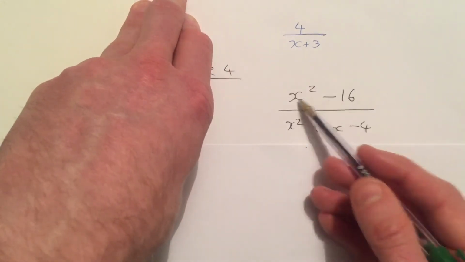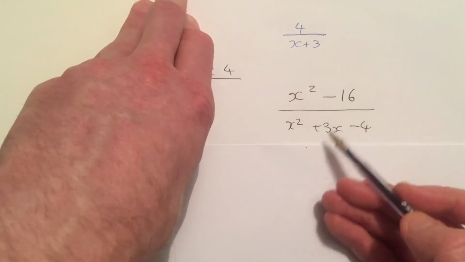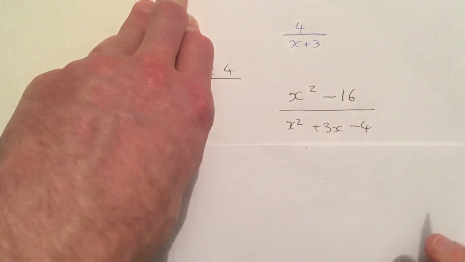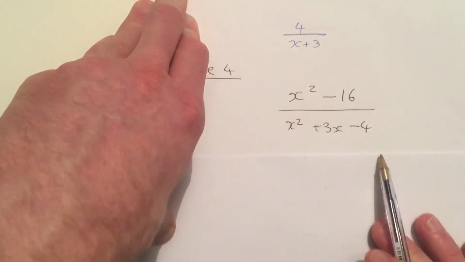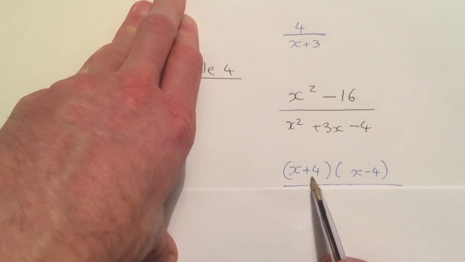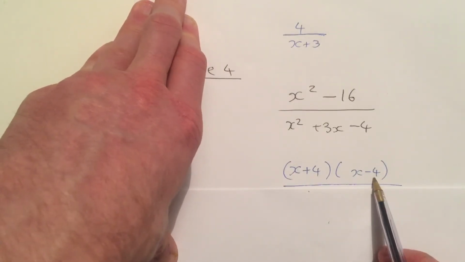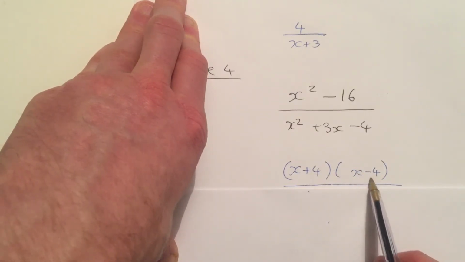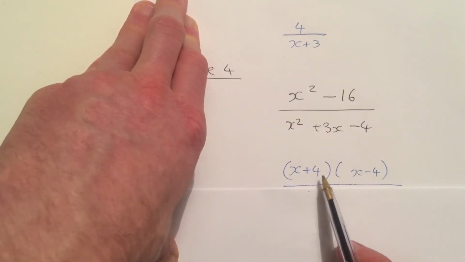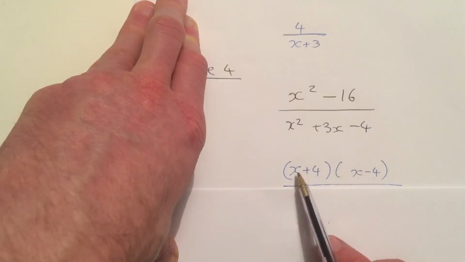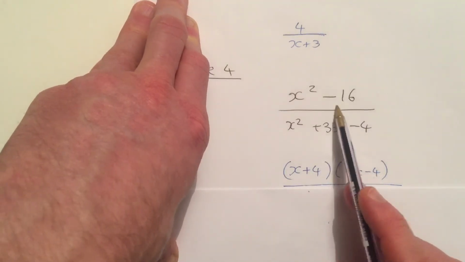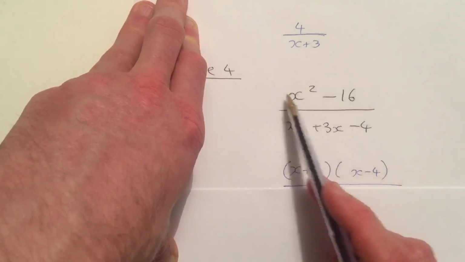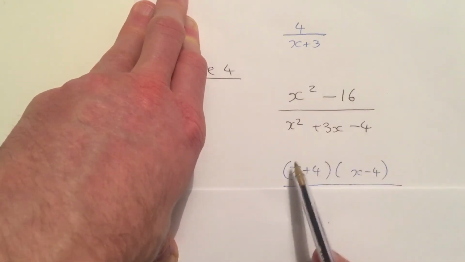The numerator, I can see that this is the difference of two squares. This is a square number, this is a square number. So I know I can rewrite this as x plus 4 times x minus 4. X squared, that gives me the minus 16, and I know that I end up with a 4x and a minus 4x, which cancel out, which is why there's no term in the middle there. So factorising the x squared minus 16 gives this.